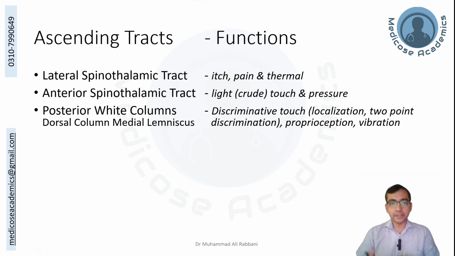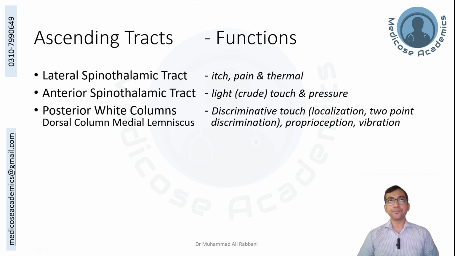Posterior white column. As we saw in the previous lecture, the dorsal column-medial lemniscus system is the only occupant of the posterior white column. So sometimes the posterior white column is taken as synonymous with the dorsal column-medial lemniscus system. It carries discriminative touch: your ability to feel the texture, your ability to localize any touch that is happening, and 2-point discrimination.